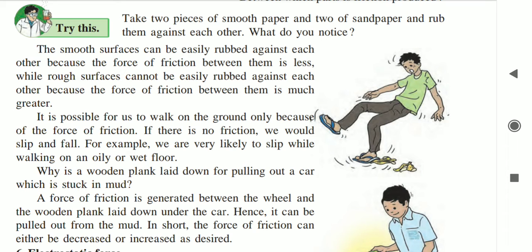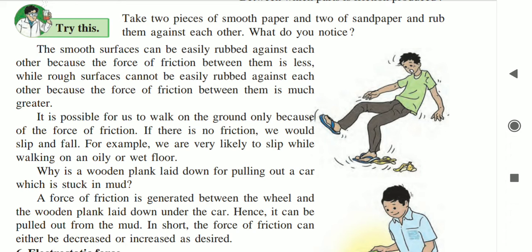So when you take two pieces of smooth paper and two of sandpaper and rub them against each other, what will happen? The smooth surfaces can be easily rubbed against each other because the force of friction between them is less. While rough surfaces cannot be easily rubbed against each other because the force of friction between them is much greater.